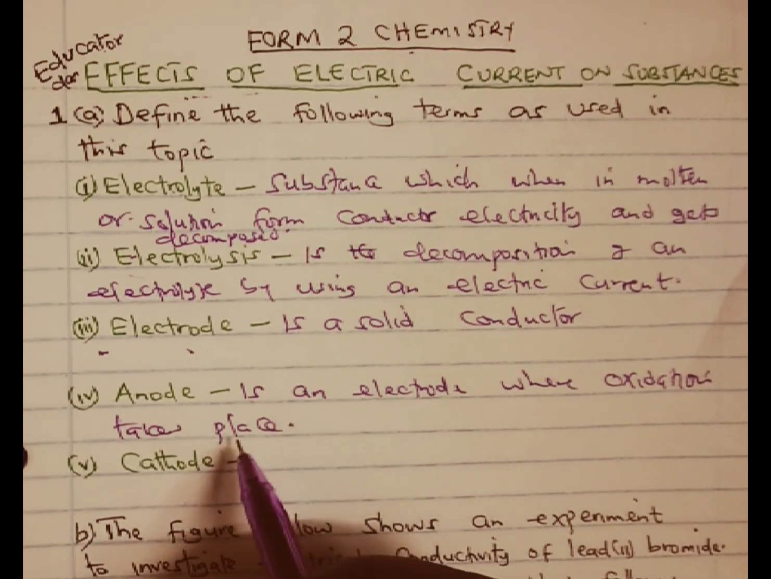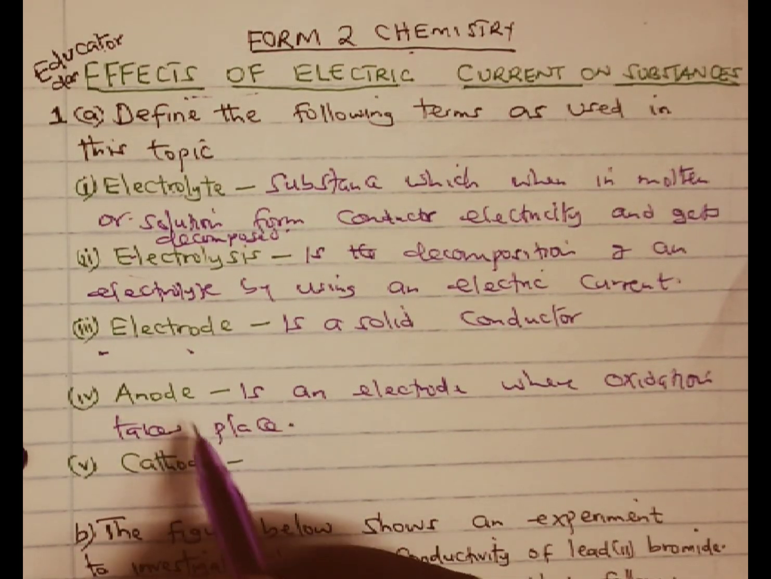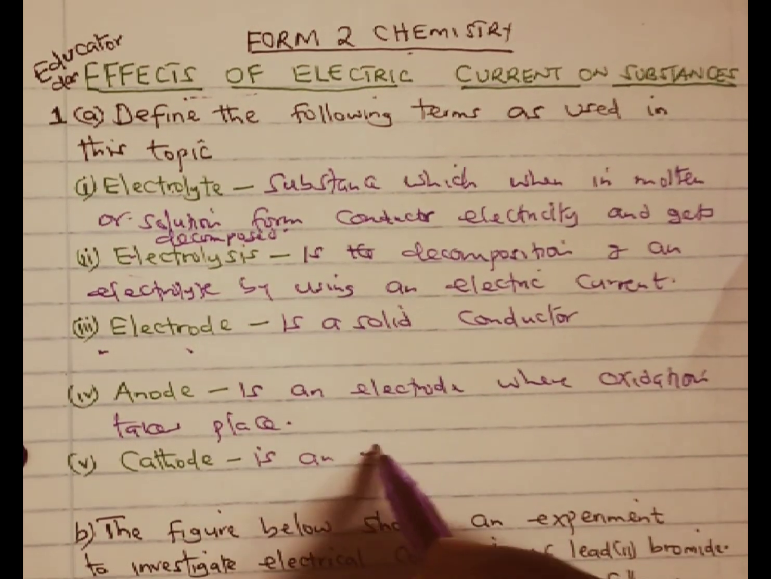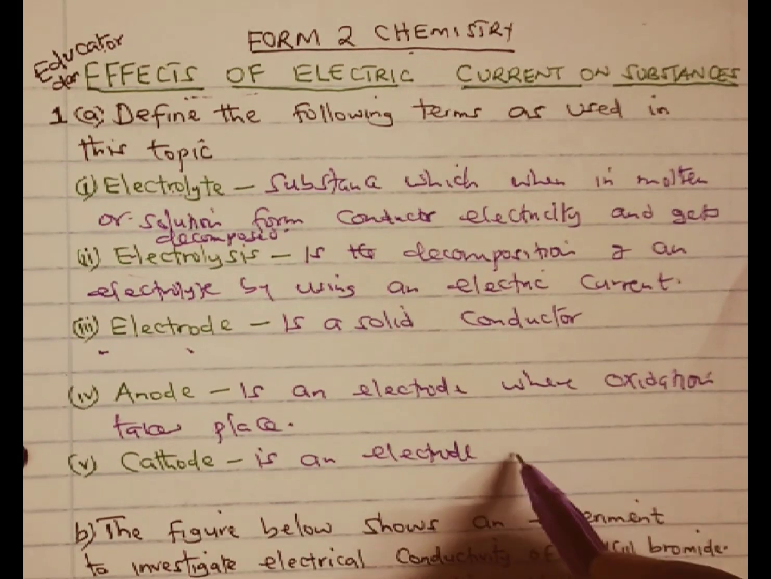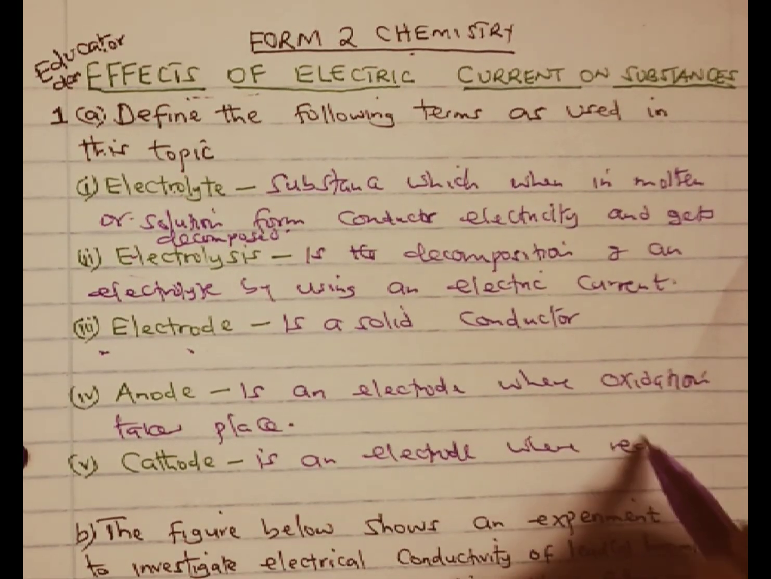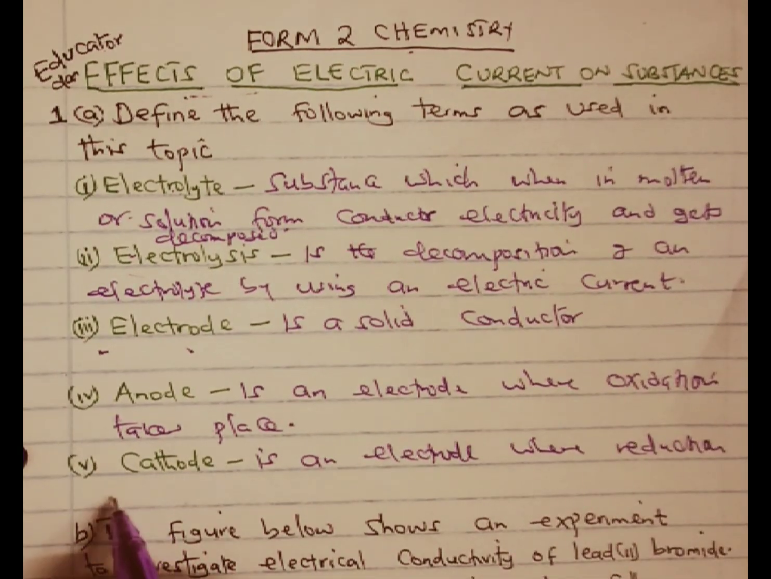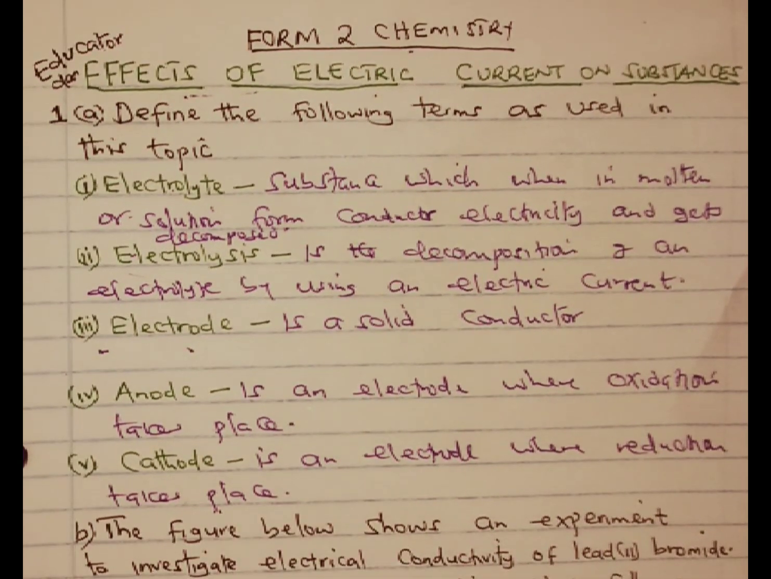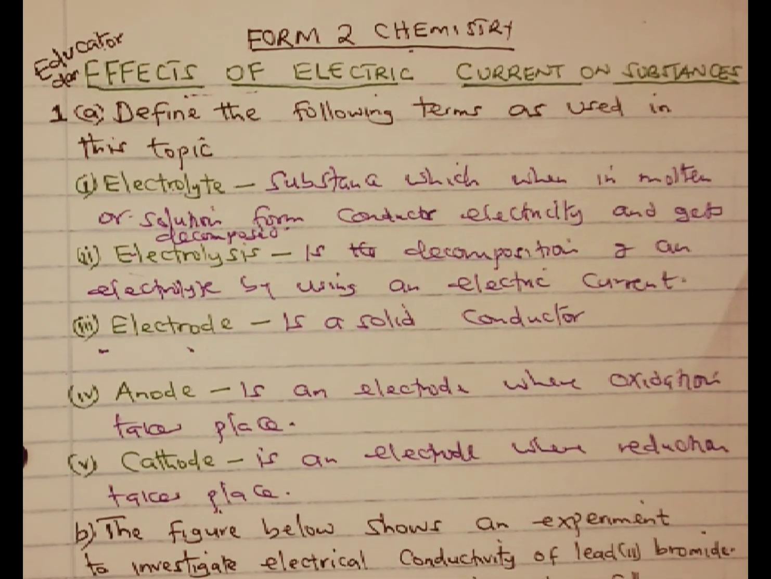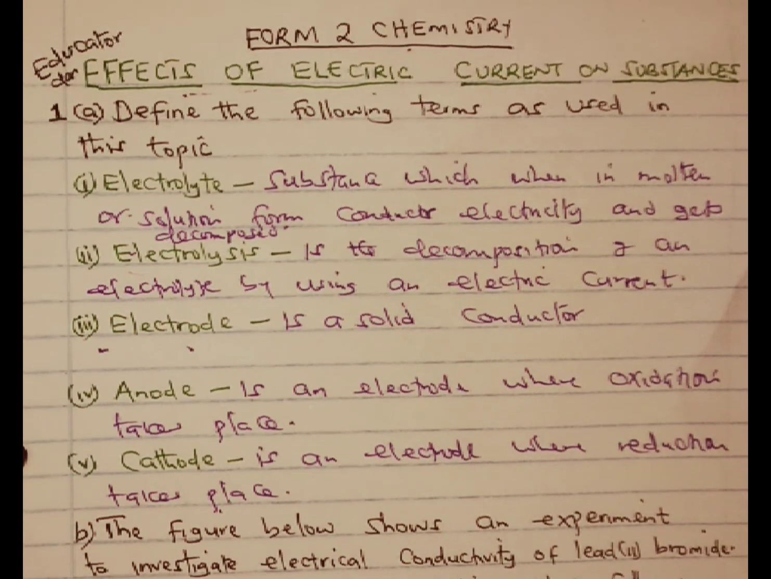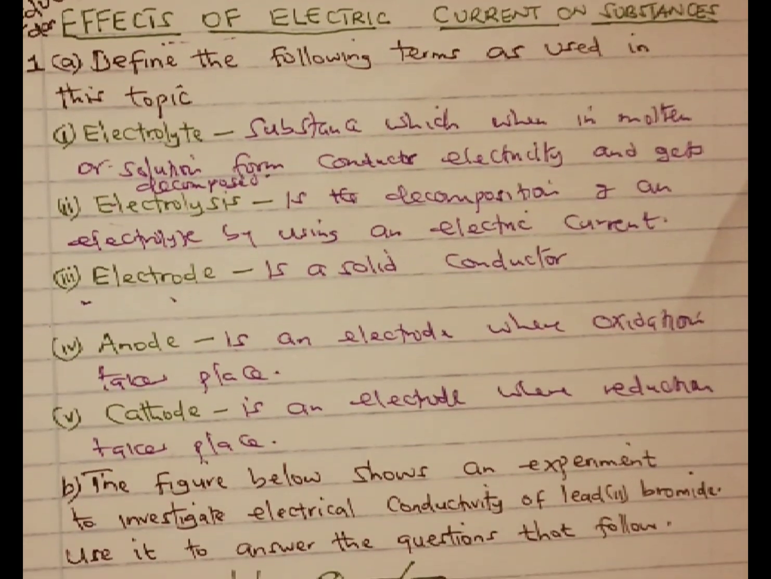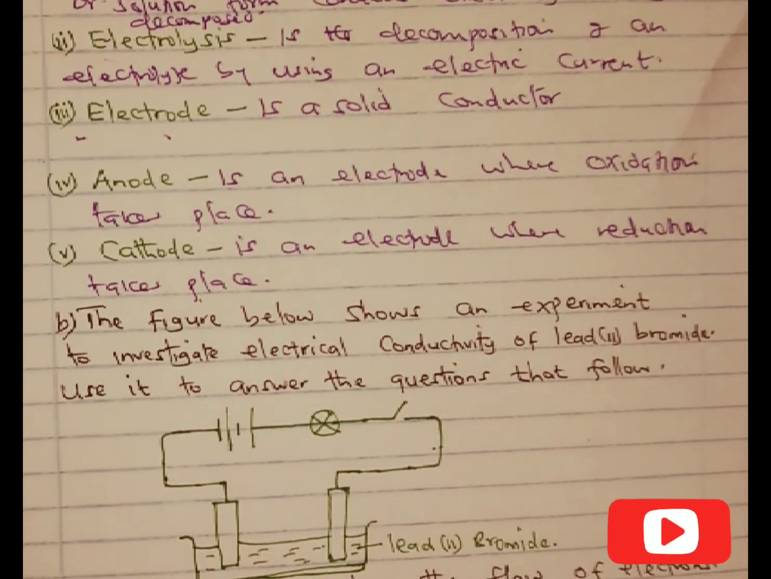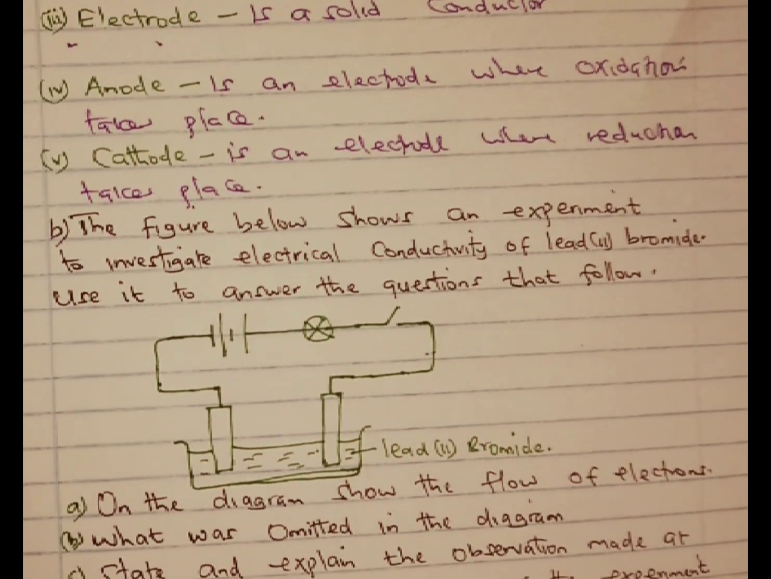We are going to look at how oxidation takes place at the anode, and the cathode is also an electrode where reduction takes place. Having defined those 5 terms, we can now move down to part B and look at the application part of this topic.